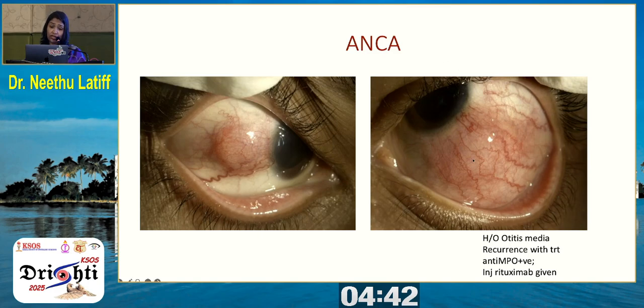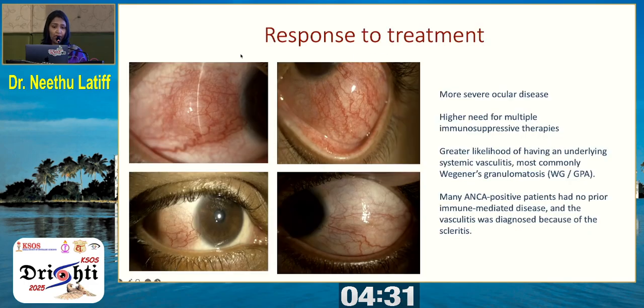And he also gave a history of otitis media. So we again thought of revisiting our diagnosis. We repeated the ANCA, and his anti-MPO was positive. He was treated with injection rituximab. The bottom picture shows the response to the treatment.